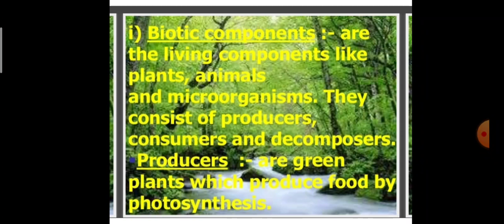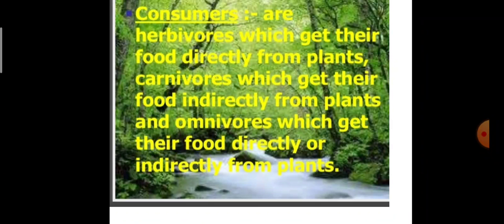Next, students, the consumer. Those organisms which consume the plants or the producers are called consumers. Like, students, we can take an example. In a food chain, grass is eaten by grasshoppers, or the cow, or the deer, or we can say the herbivores. So these herbivores are called consumers. And students, consumers are also of various types like primary consumer, secondary consumer, tertiary consumer.